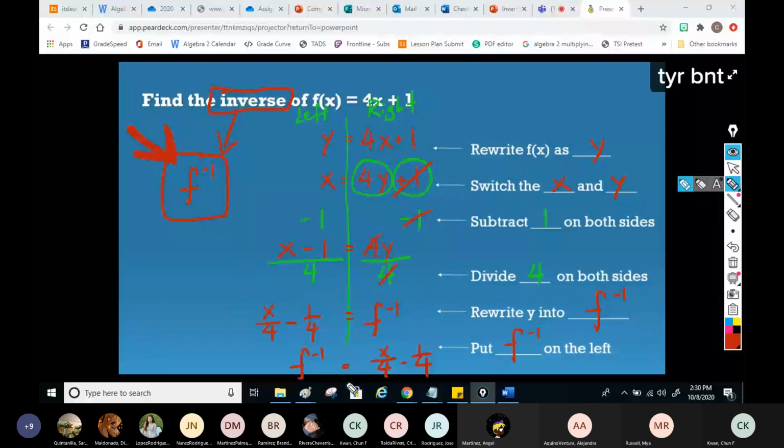We can clean it up and make it look a little bit more organized, more neat. And this is what I'm going to do. So the x right here, in front of the x, if there's no number, I'm going to put a 1.